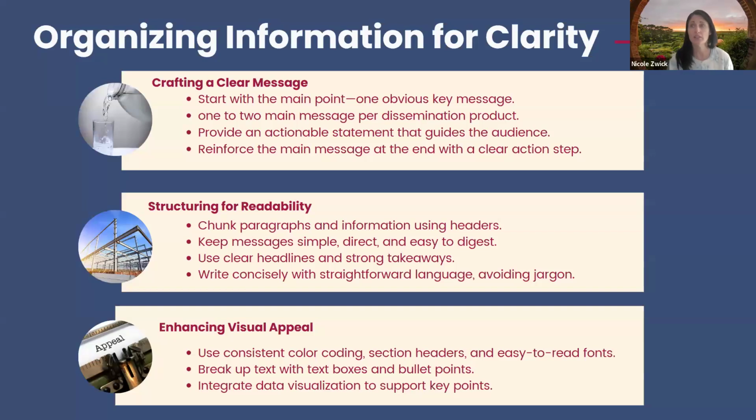So next, we're going to look at organizing information for clarity. On this page, you're going to hear some key things you've probably heard before, but maybe a couple of extra ones. Crafting a clear message. Make sure you start with a main point that has something actionable for someone reading it to do with it. Any subpoints, maybe 1 or 2, can be in the full product, but no more than 3. Provide an actionable statement, again guiding the audience on what they can do with this information. And then at the very end of your product, no matter what it is, make sure you reinforce that main message and the clear steps.